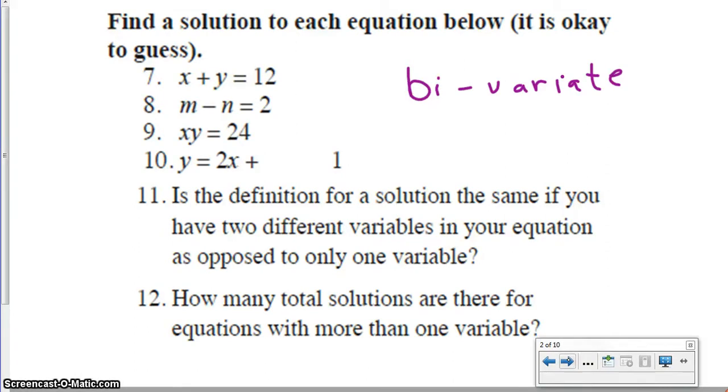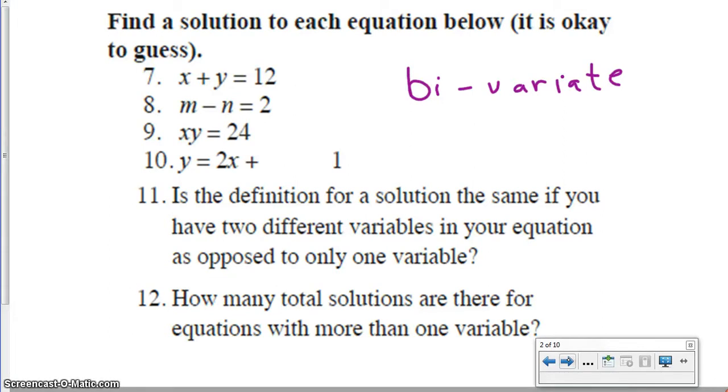And hopefully what you're going to say is no, Mrs. Rose. How many total solutions are there for the equations with more than one variable? Well, for the case of x plus y, if you're talking about the real number system, there's probably an infinite number of solutions. Okay? Now, please take a look at 7, 8, 9, and 10.